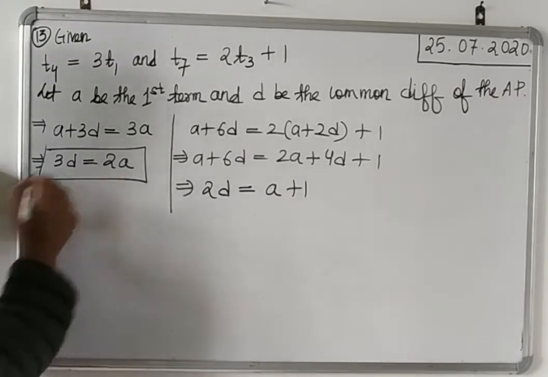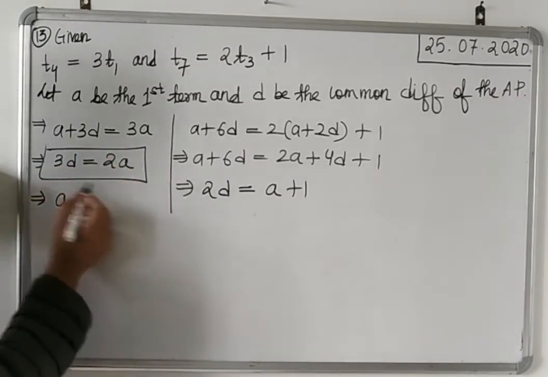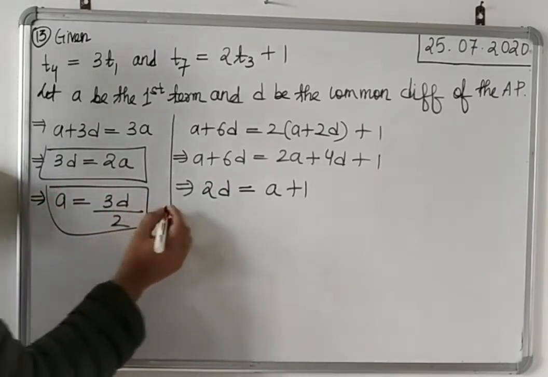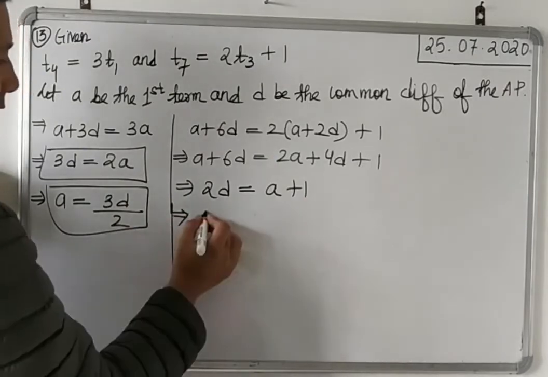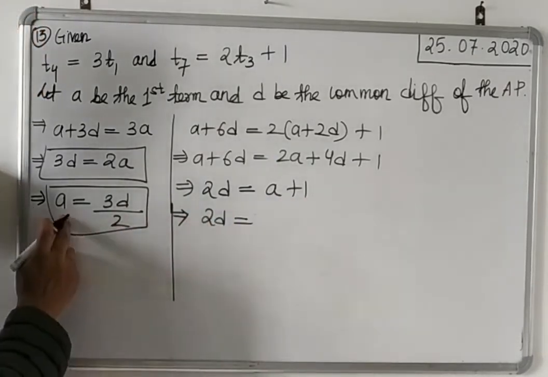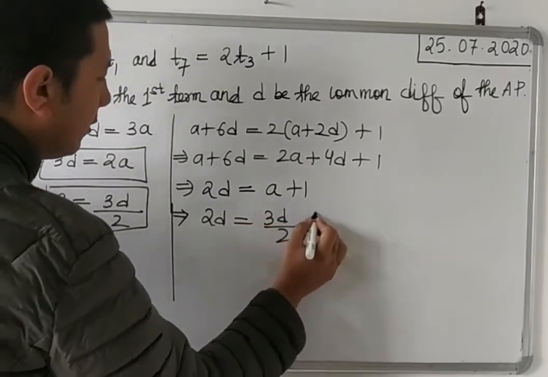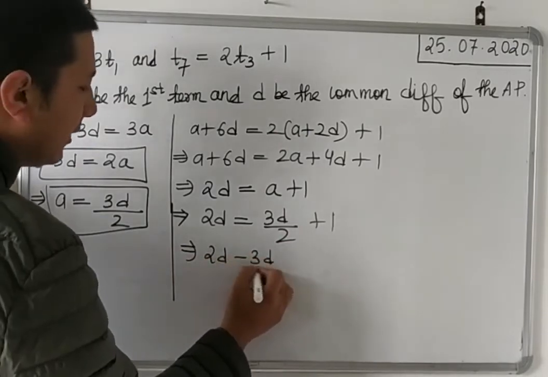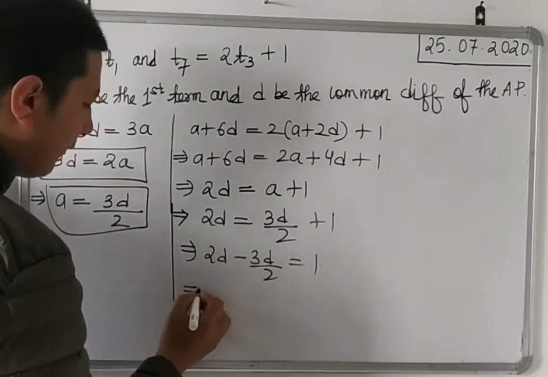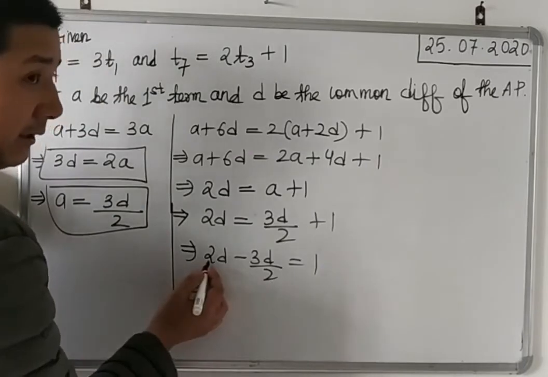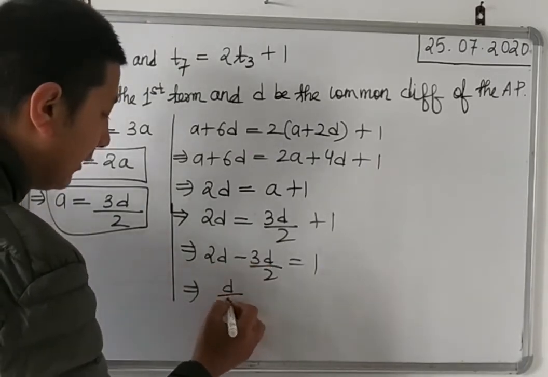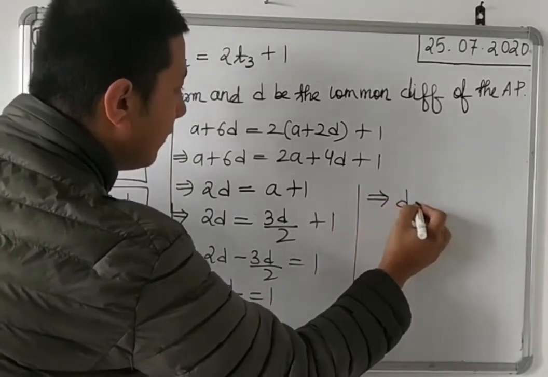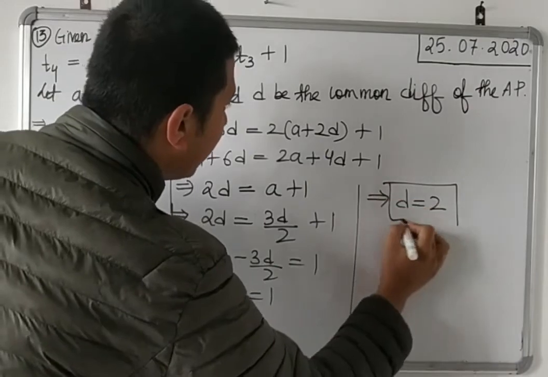So you can simplify this further. What is the value for A? The value for A will be 3D by 2, and this value for A I'm using out here. So therefore 2D is equal to, putting the value for A, 3D by 2 plus 1. Keep D together. So 2D minus 3D by 2 is equal to 1. Simplify, taking the LCM: 4D minus 3D is equal to D by 2, which is equal to 1. Cross multiply, and you'll get the value for D as 2.